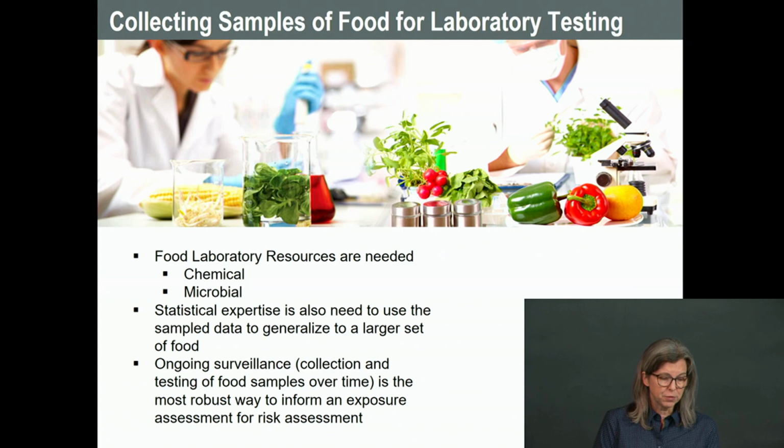So collecting samples of food for laboratory testing, there need to be chemical laboratories and microbial laboratories. They have different kinds of skills and expertise, different kinds of scientists, different kinds of tools, labs and methods. And as I mentioned, statistical expertise is also needed, not only to decide where to collect the samples, but also to decide how to analyze the data after it's been reported out and how to use it in a risk assessment model. So, ideally there would be some kind of ongoing surveillance over time in a food safety system to be able to collect that data on contamination and understand where the contamination is really happening.